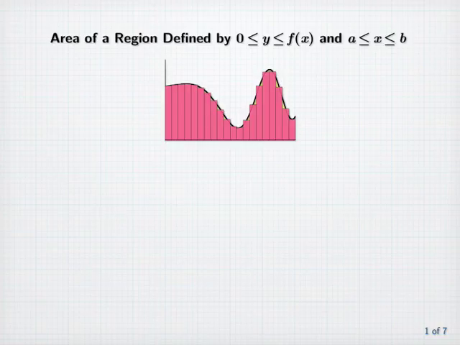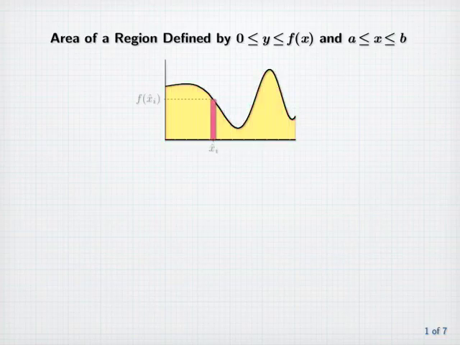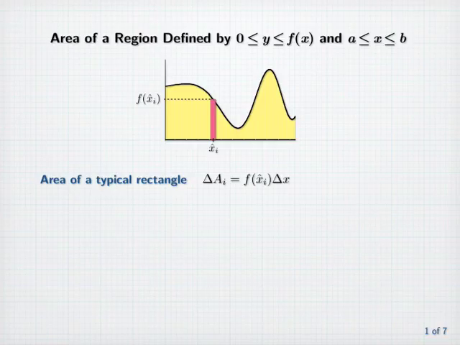A typical rectangle has height equal to f of xi hat, where xi hat is some number along the rectangle's bottom edge, and width delta x. And so its area is f of xi hat times delta x, which we can denote by delta A sub i, indicating a small piece of the total area. Summing all such areas provides an approximation to the total area A.